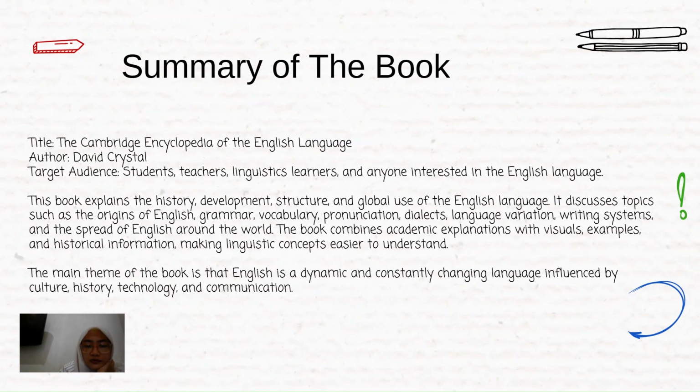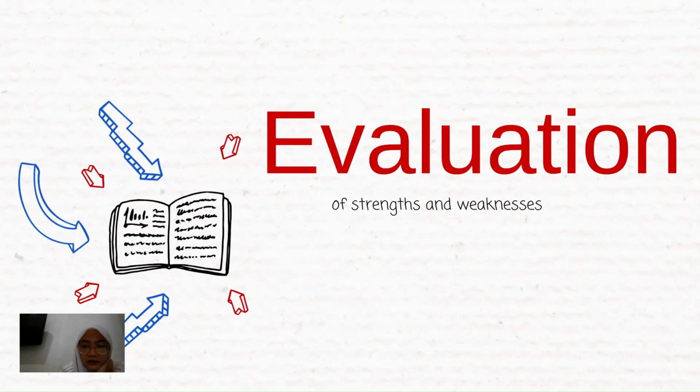And the main theme of the book is that English is a dynamic and constantly changing language, influenced by culture, history, technology, and communication. So the focus of the book is explaining to the readers about the English language in various contexts and not just focusing on one field. And next, I'm going to evaluate the strengths and weaknesses of the book. Surely books always contain strengths and weaknesses.